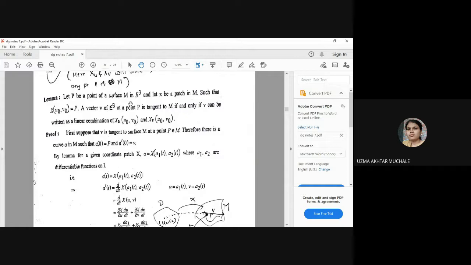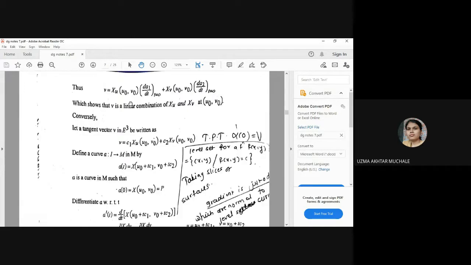Because what is a tangent vector? What is a surface? It is nothing but the collection of all the curves that we have created using a patch. How to create a patch? Because each straight line we have converted into a curve. Right? So any vector v can be written as a linear combination of xu and xv.